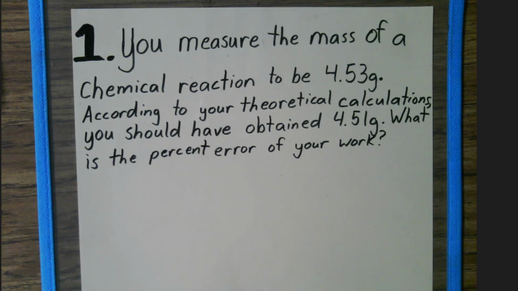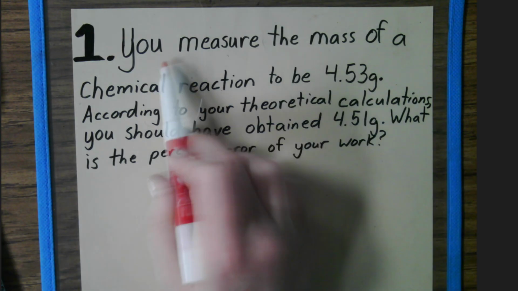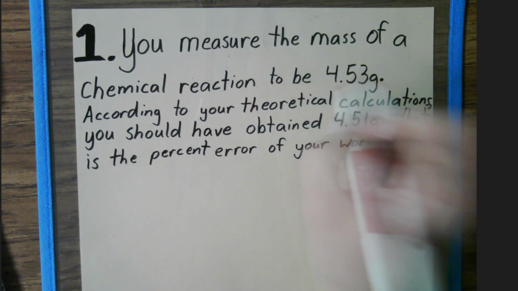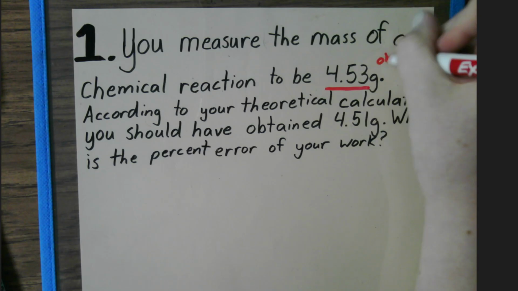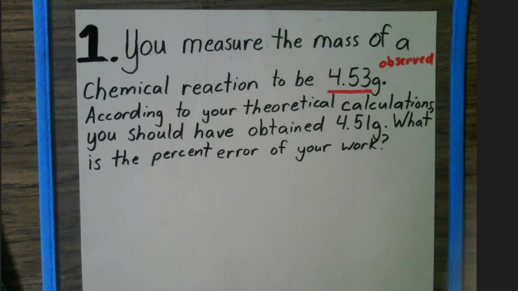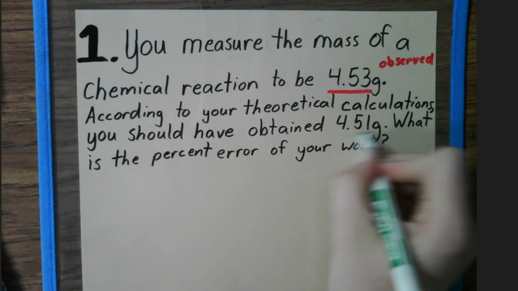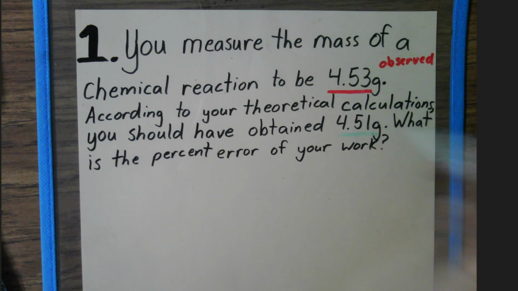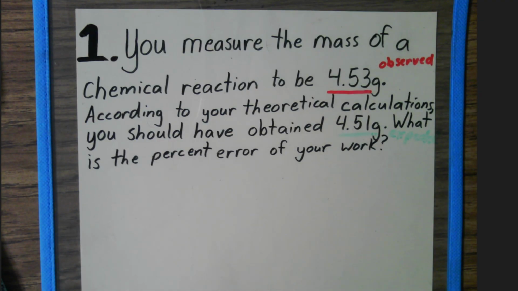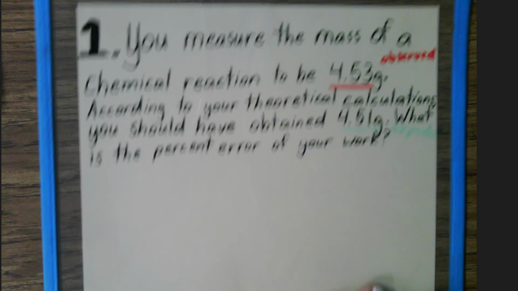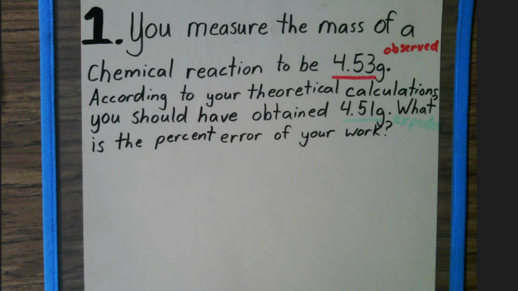Well, first look for the value observed. It says you measure the mass of a chemical reaction to be 4.53. So here's our observed. Then let's look for our expected, which is over here. Expected. So let's plug these into our formula, or as I like to call it, plug and chug.